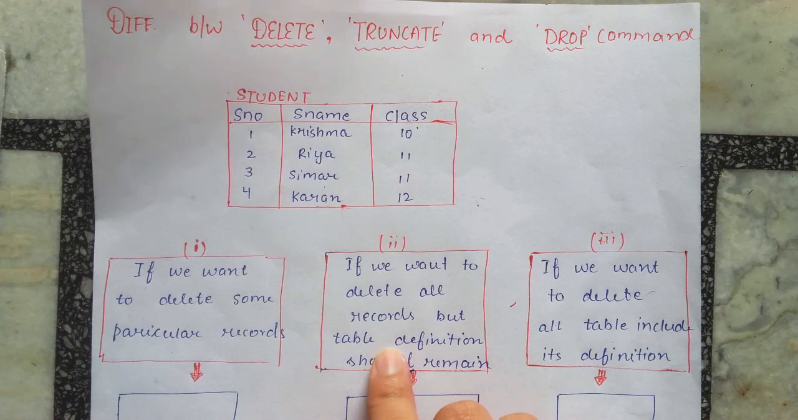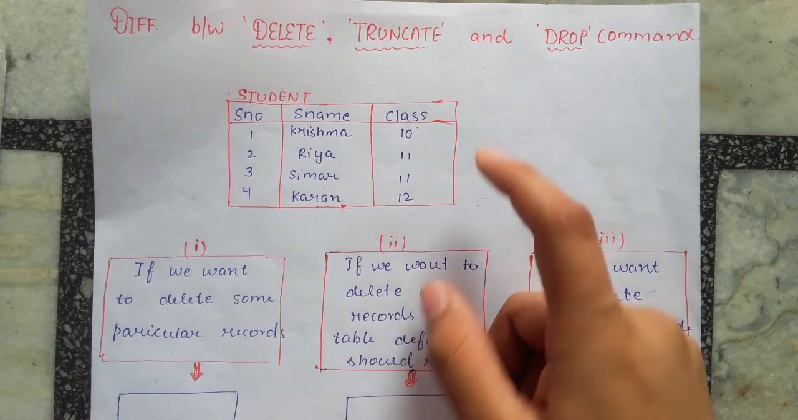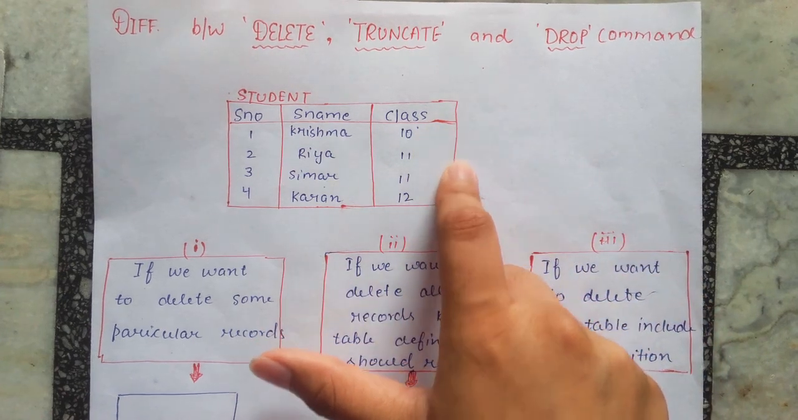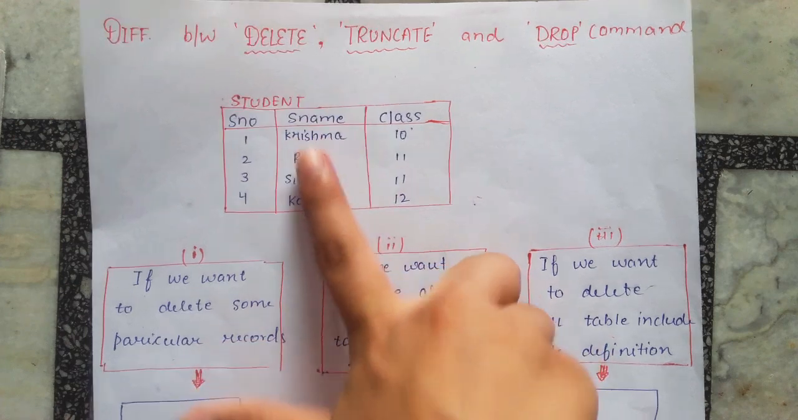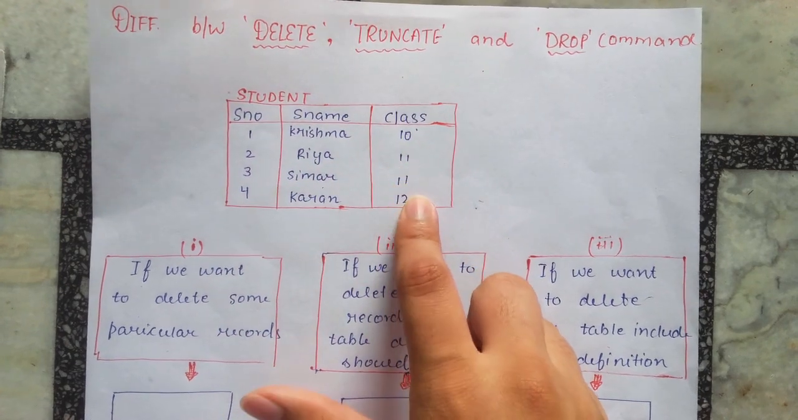Second, we can delete all the records in the table, but the table definition should remain. For example, in this table we want to delete all the records, but the structure of the table should remain in the db. We can also perform this kind of deletion.